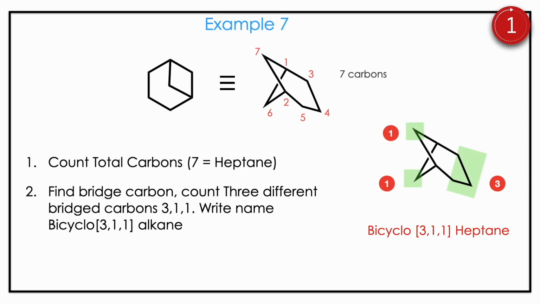Then example 7, cyclohexane with bridged carbon atom. If you redraw properly for our understanding, it's a 1 carbon more bicyclic system. If you look at the total carbon atoms, it is 7 carbon atoms, so it's a heptane system. And the numbering, if you look at it, 3 carbon on one side, 1 carbon on the other side. So it's a 3-1-1 system. So the naming will be bicyclo 3,1,1 heptane.